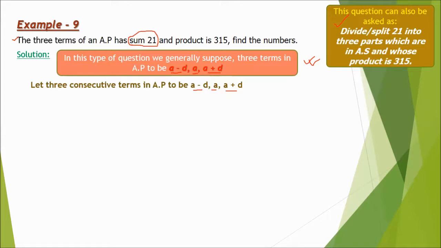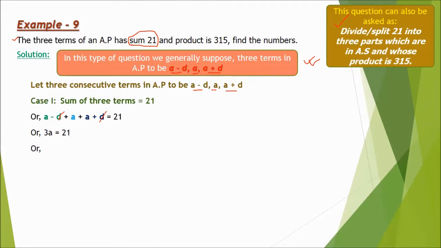Now case 1, the sum is 21, isn't it? Case 1, the sum of 3 terms is equal to 21. So we can write A minus D, plus A, plus A plus D is equal to 21. We can cancel D and D. You can see D and D is cancelled. Why we supposed this, I think you understood now, because we can cancel it. Now 3A equal to 21, so A is equal to 7.